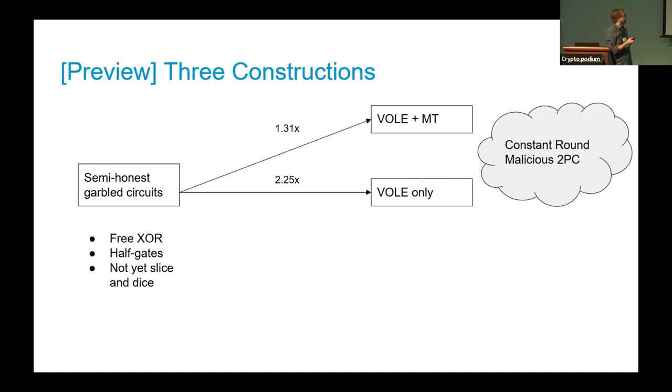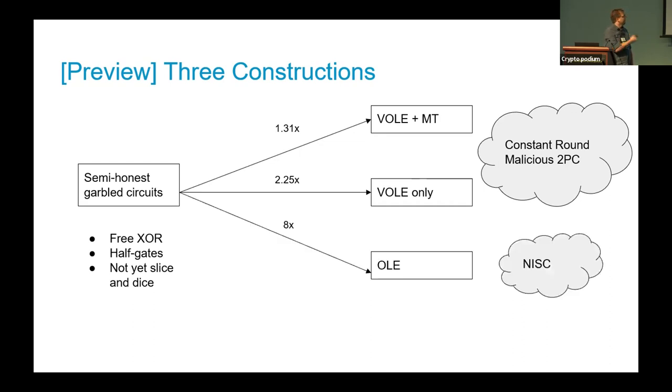So we have our construction, which also works with the free XOR construction and the half gate construction, although it does not work with the new slice and dice techniques. So that's an interesting question we haven't looked into much yet. But using those boxes, which indicate different flavors of correlated randomness, which we'll describe more, we get down to in the neighborhood of 1.3 or 2.3 times the cost of a semi-honest circuit. And also using OLE randomness, we can get down to 8 times the cost of semi-honest for non-interactive communication.